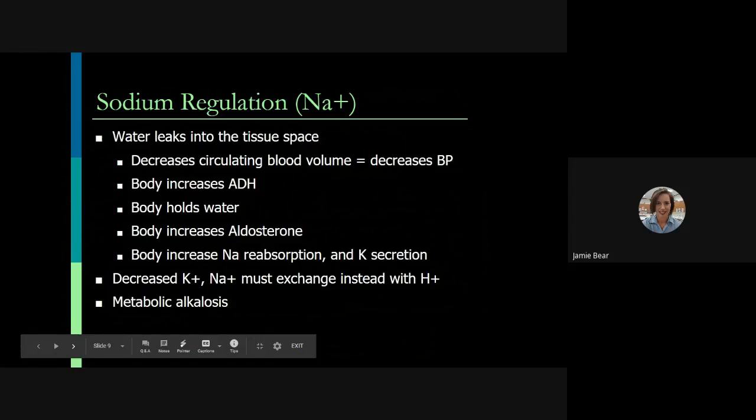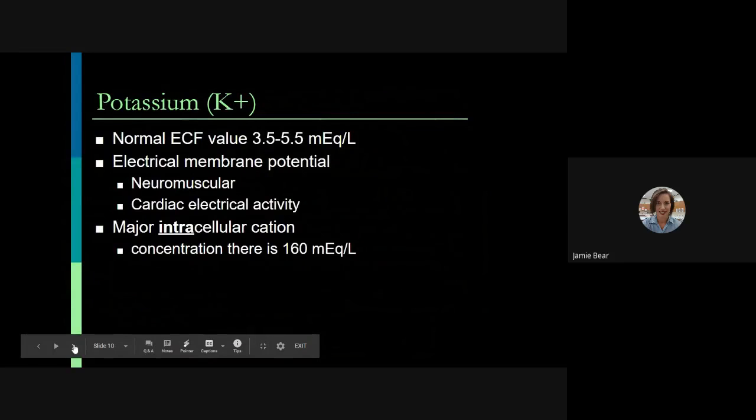Decreased potassium and sodium must exchange instead with hydrogen ions then. And if your hydrogen ions then are out of the extracellular fluid compartment into the intracellular, that will result in a metabolic alkalosis.